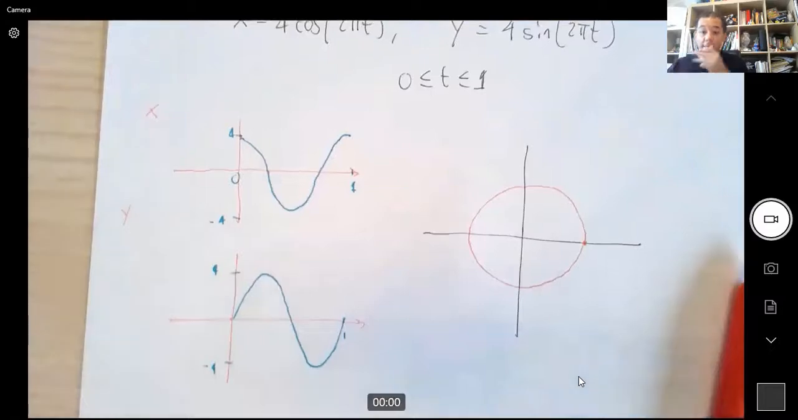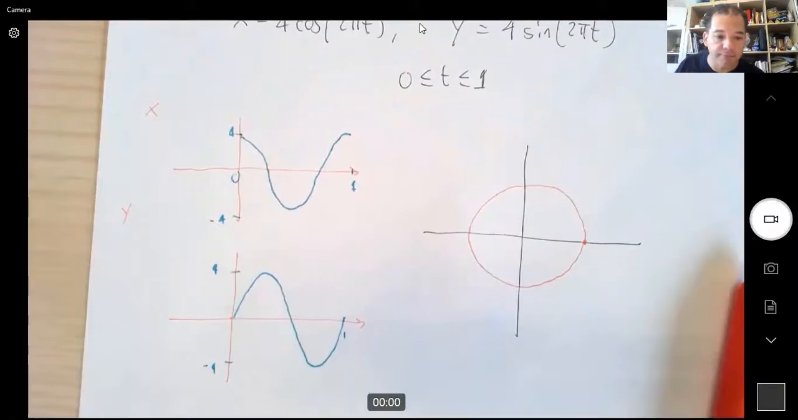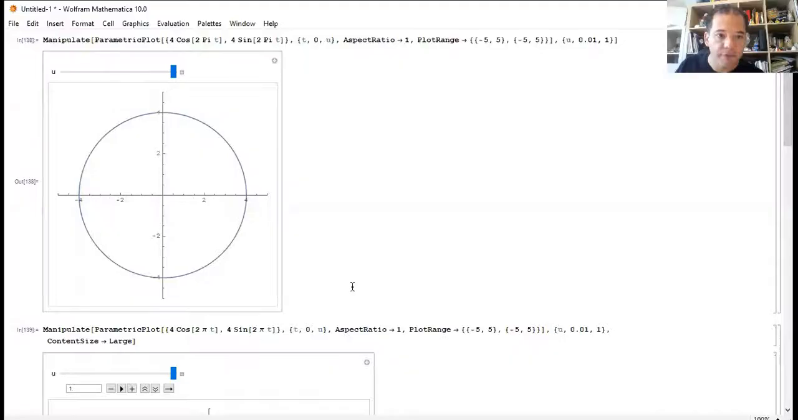Now, I have a better way of drawing it. That's what I wanted to show you before we finish for today. Let me just show it to you in Mathematica. So you appreciate that it really is the expression that we want. You can look in here. I put exactly what we want: 4 cosine 2 pi t as my x coordinate, and 4 sine 2 pi t as my y coordinate.